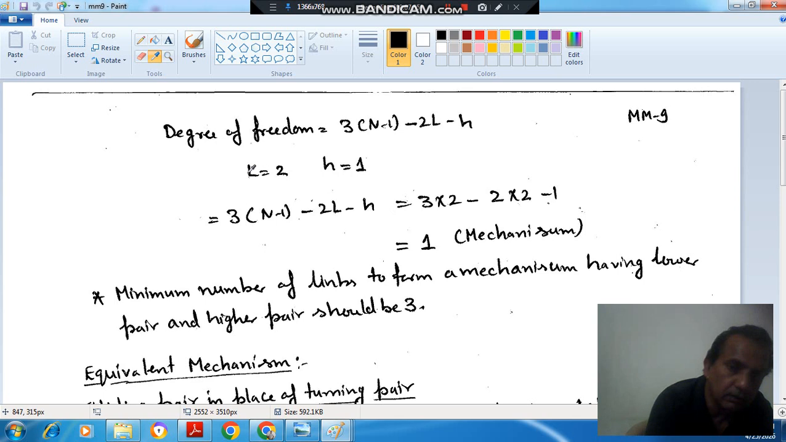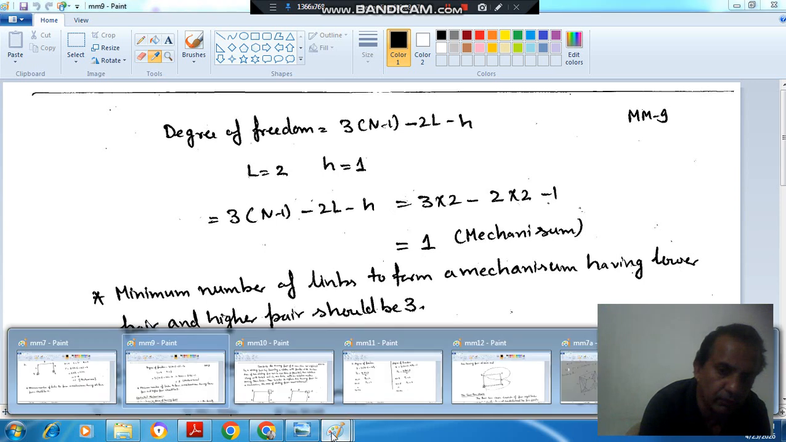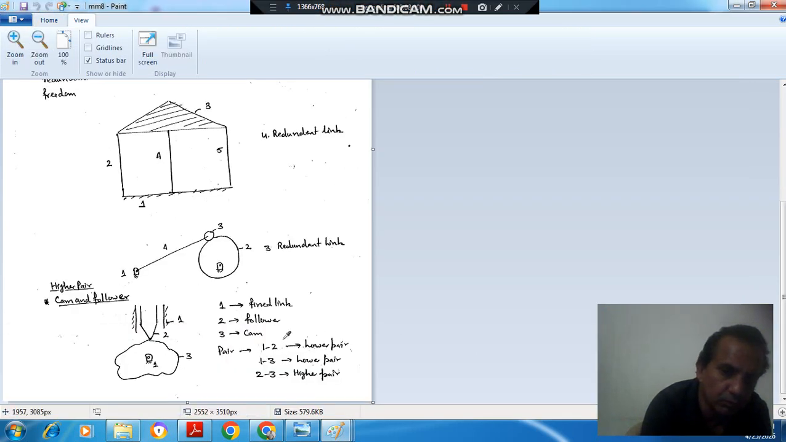But in the last case, the minimum number of links was 4 when only lower pairs were there. If we have one higher pair in between and 2 lower pairs, then the minimum number of links to form a mechanism should be 3, because degree of freedom is coming out as 1. So here 3 is your input, 2 can be output. And there are 3 links, 2 lower pairs and 1 higher pair. So we have only 3 links which form the mechanism with lower pairs and a higher pair.